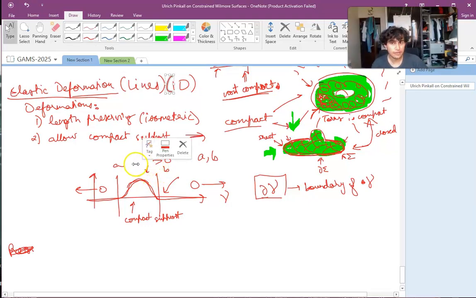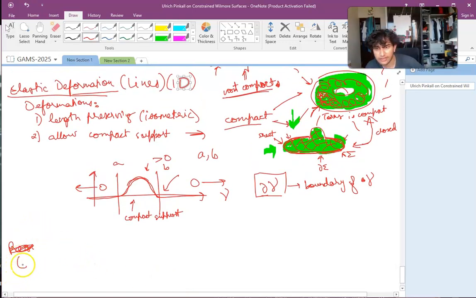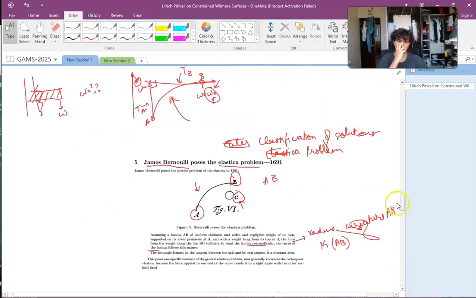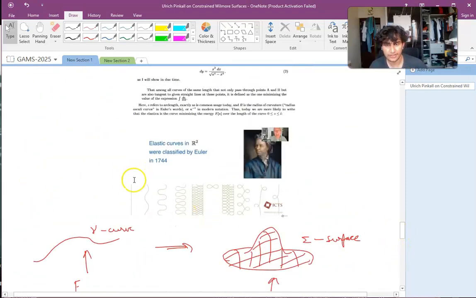Now, as I've mentioned, if we go with this rule of deformation and we allow these kind of deformations, then what Euler has done, he's classified solutions, Euler's solutions, to minimal bending energy. You've seen in Ulrich's talk the picture that I put in the last video. Let's go up and see where it is. Yeah, so you see this, right? So one is a straight line, one is this kind of line.